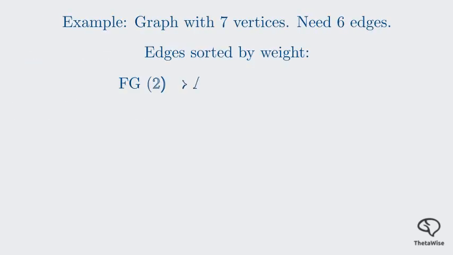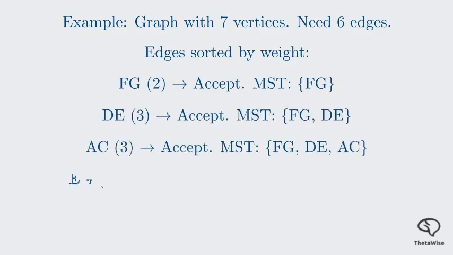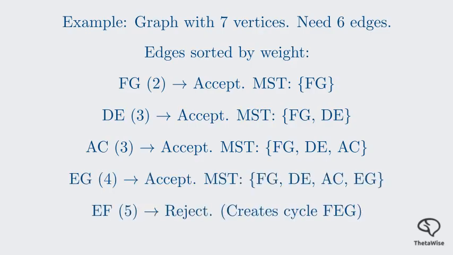Let's work through an example. Here's a graph with 7 vertices. This means our MST will need 7 minus 1, or 6 edges. Step 1 is to list all the edges and their weights in ascending order. The lightest edge is FG, with weight 2. We add it to our MST. The next lightest edges are DE and AC, both with weight 3. We can add both to our tree as they don't connect any existing components or create a cycle. The next lightest is EG, with weight 4.